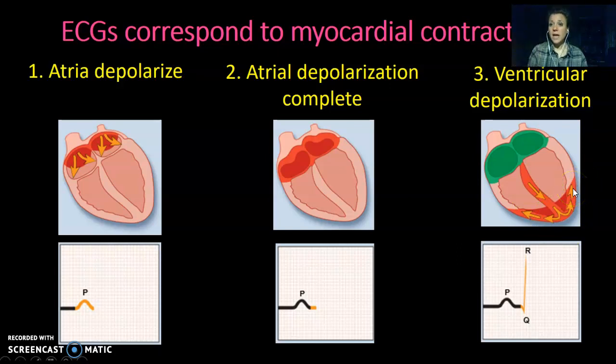So all of that is happening again very, very quickly because those cardiomyocytes have so many gap junctions in between that they are able to spread ions extremely quickly. Notice that our atria have now turned green. They are repolarizing during this time.